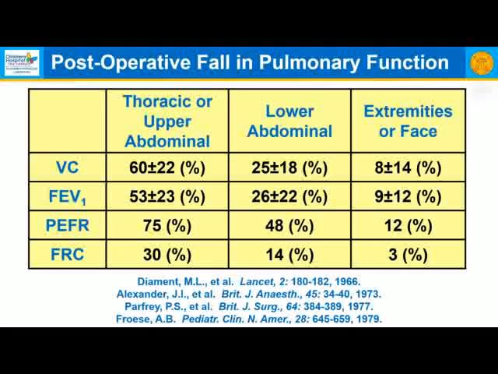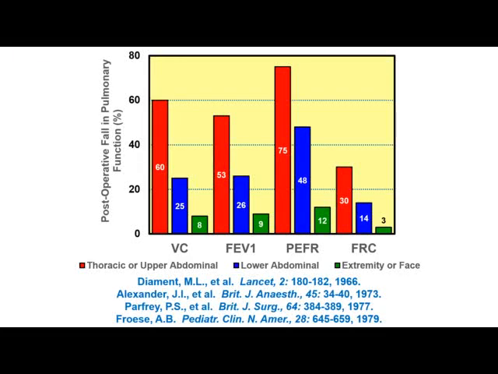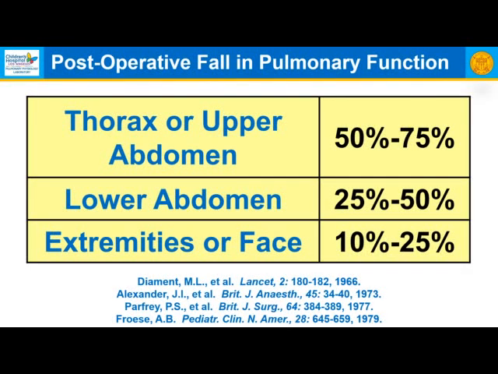So the location of the surgery is extremely important in terms of predicting the fall in postoperative function. These are the same data plotted graphically, and you can see that thoracic or upper abdominal surgery has a major decrease in all of these parameters. Lower abdominal, not quite as much, and face and extremity, the least. This is kind of the convention: thoracic or upper abdominal surgery will fall 50 to 75%, lower abdominal 25 to 50%, extremities or face 10 to 25%.